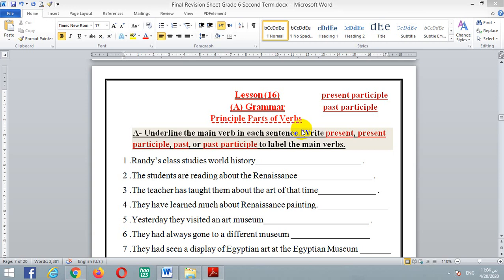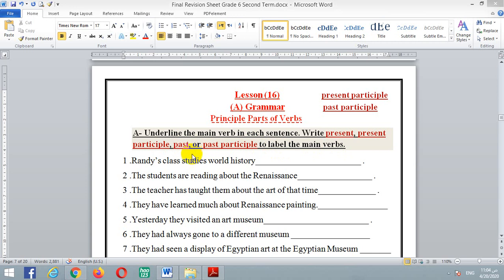Today's lesson is final revision on lesson 16, grammar and spelling and vocabulary. Let's start with grammar, principal parts of the verb. Underline the main verb in each sentence, write present, present participle, past or past participle to label the main verbs.